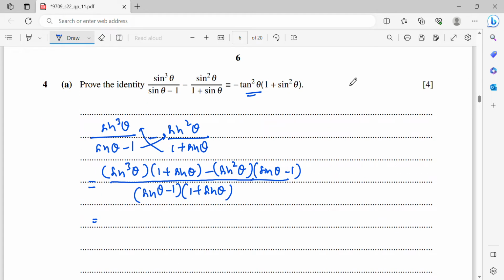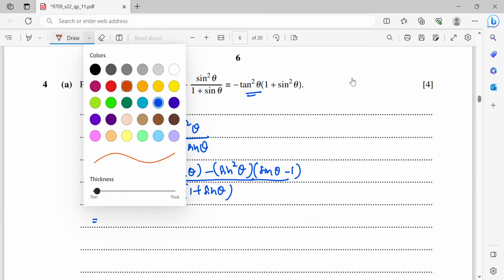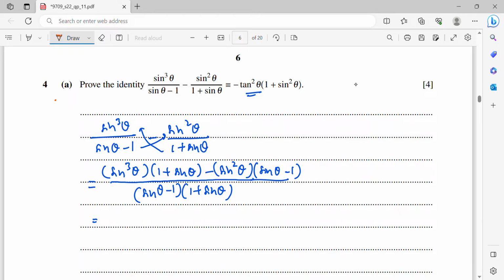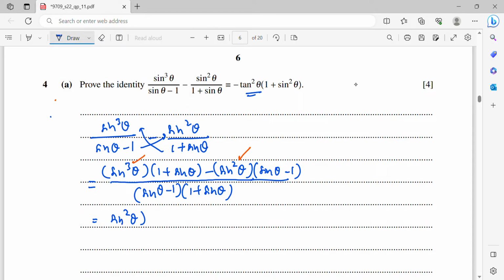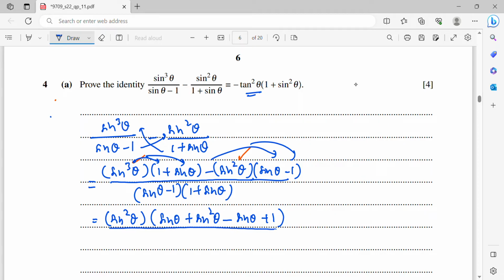Okay, so from here, before I expand, I will factorize a common term. Obviously the common term is sine squared theta. Because I get the sine squared theta, I can factorize it from the first term in the numerator as well. So I will factorize sine squared theta. Then you still have sine theta here multiplied to the bracket. Then it will be sine theta plus sine squared theta. Then bring in the minus, it will be minus sine theta plus 1. Then over sine theta minus 1 multiplied with 1 plus sine theta.